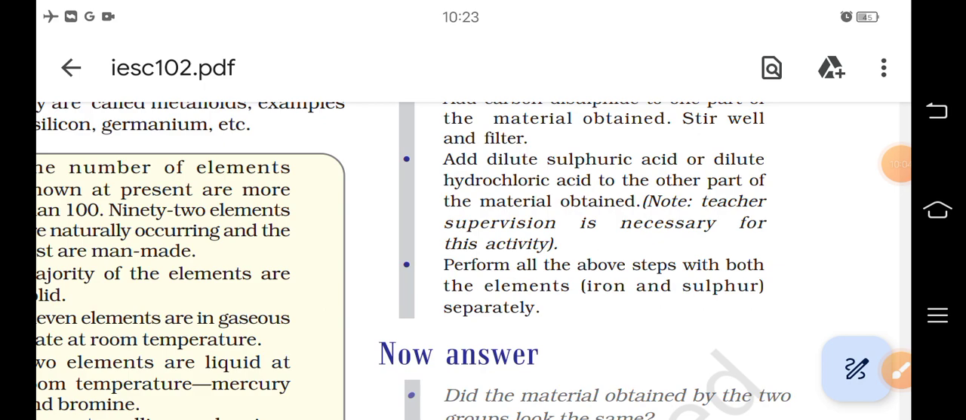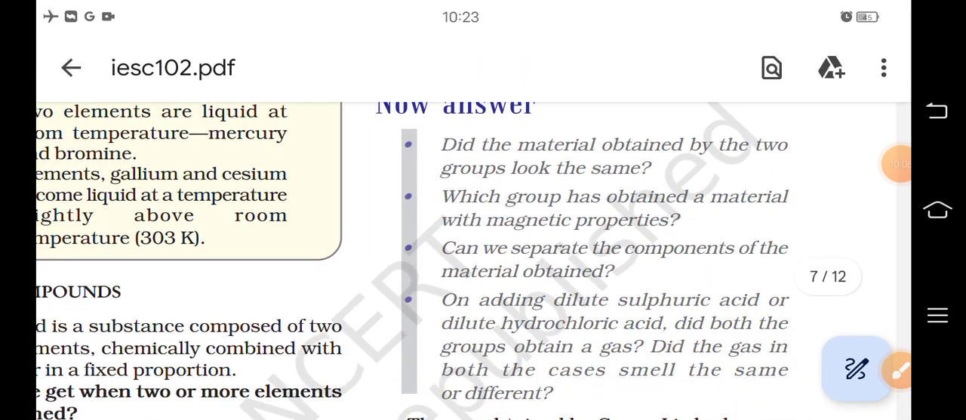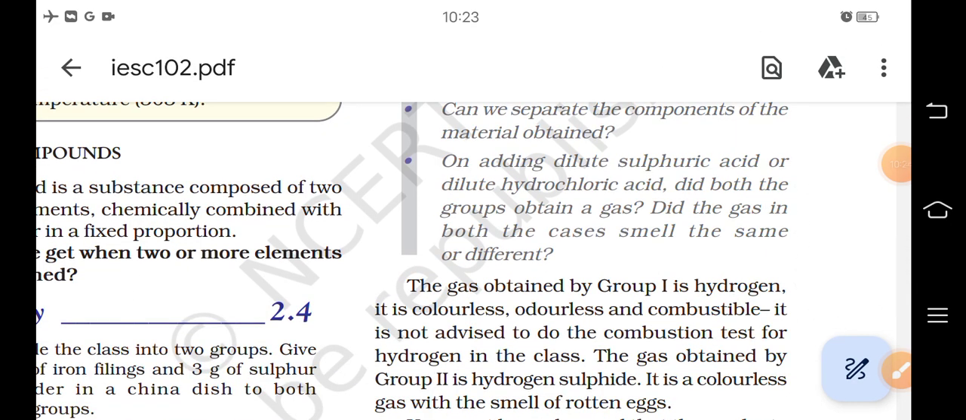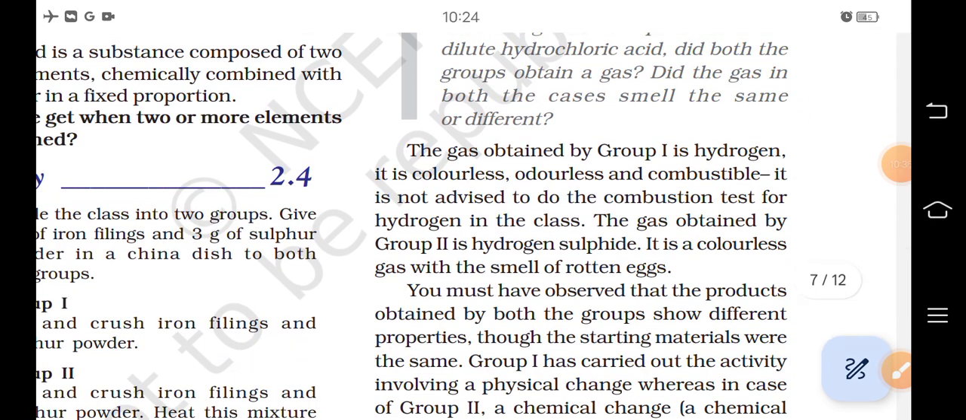Now answer. Did the material obtained by the two groups look the same? Which group has obtained a material with magnetic properties? Can we separate the components of the material obtained? On adding dilute sulfuric acid or dilute hydrochloric acid, did both the groups obtain a gas? Did the gas in both the cases smell the same or different?